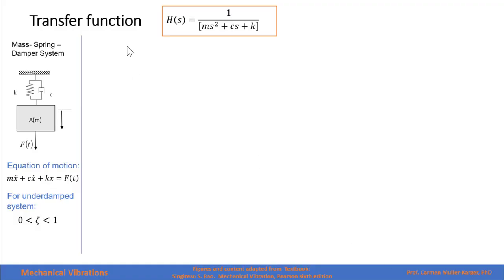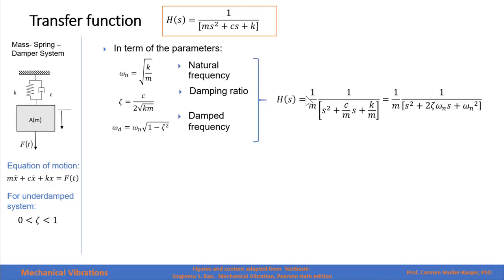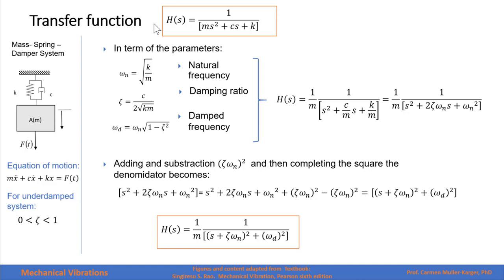Let's talk about the transfer function, H(s), for an underdamped system where zeta is greater than 0 and less than 1. We can write it in terms of our important parameters: natural frequency, damping ratio, and damped frequency. We can convert c divided by m into 2 zeta omega n, and k over m is omega n squared. We can further manipulate this expression by subtracting zeta omega n squared and adding zeta omega n squared, and we can write it in this form, which allows us to write the same transfer function in this manner. Why do we do that? Because that will help us to find the inverse Laplace transform.